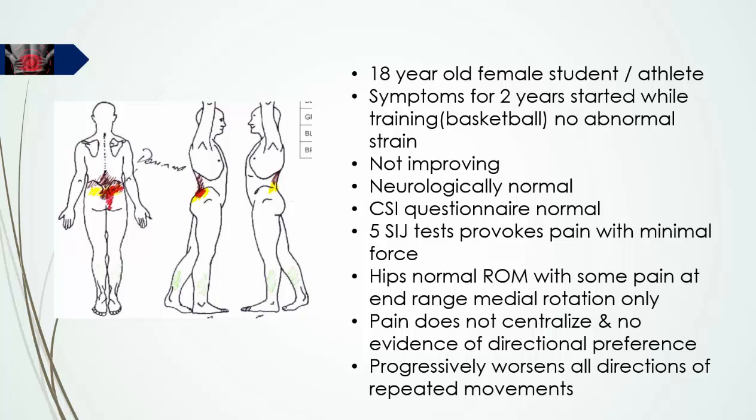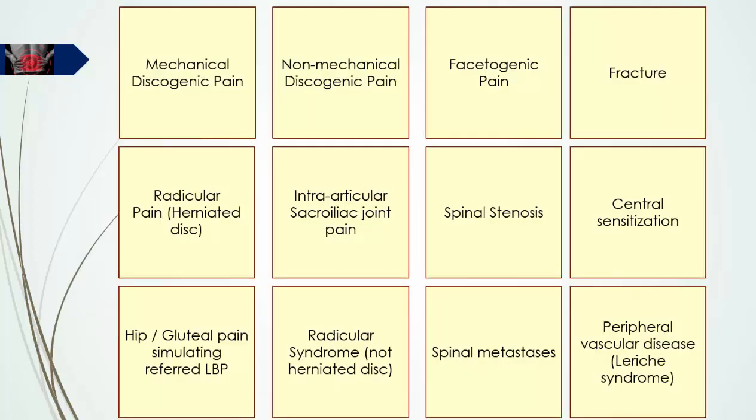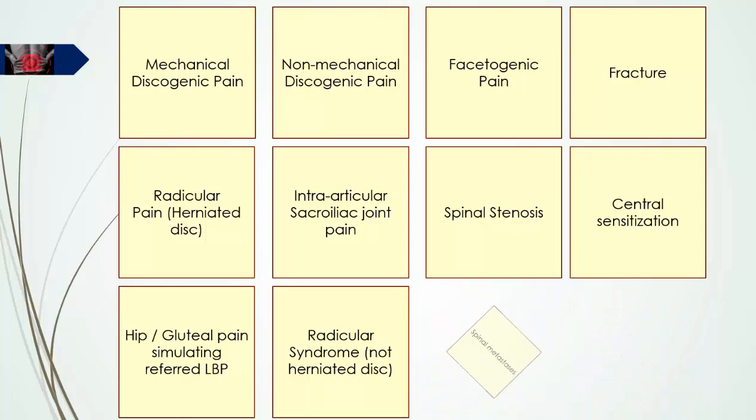As an exercise on your own, you could stop here and try and work it out for yourself. All information for a structural diagnosis is here. So let's work through this example now. The most obvious thing is this patient's age. She's young. Her CSI score is normal and there are no red flags.